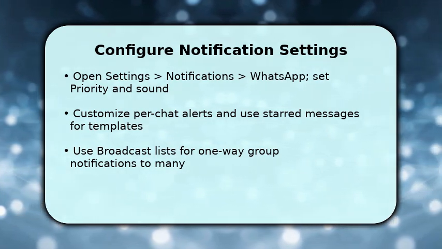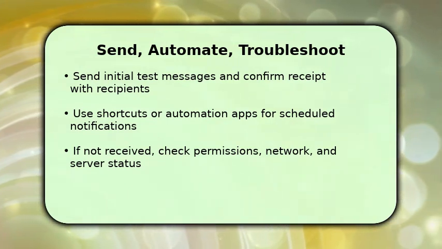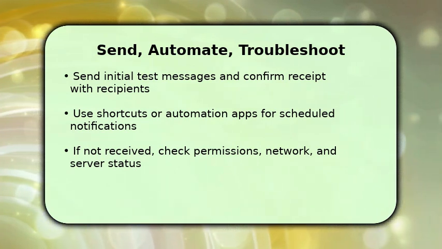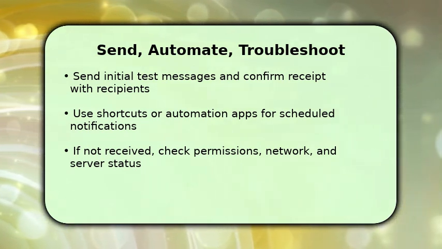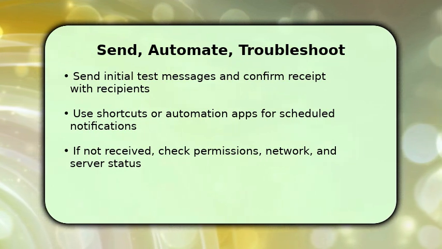Finally, send test notifications to confirm delivery. Ask recipients to reply so you verify two-way reachability. Once tests pass, set up shortcuts or an automation app to schedule messages or trigger on events. This removes manual repetition and ensures timeliness.